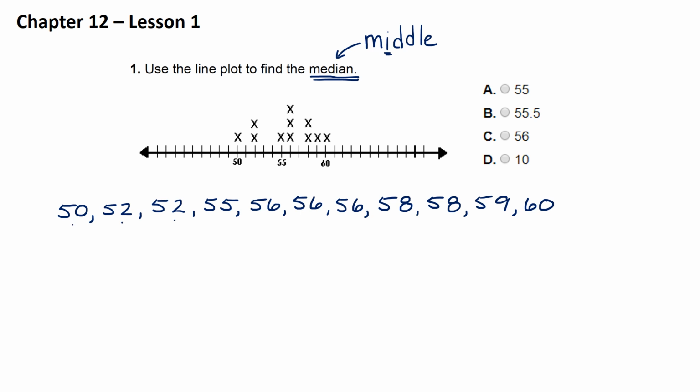1, 2, 3, 4, 5, 6, 7, 8, 9, 10, 11. We have an odd number of data points, which means we will have a middle number. I'm going to go left, left, left, right, right, right, left, left, right, right, and my middle number is 56, which is answer choice C.